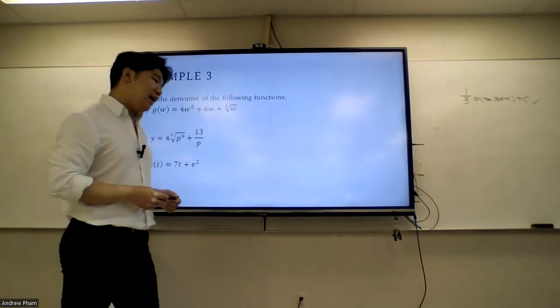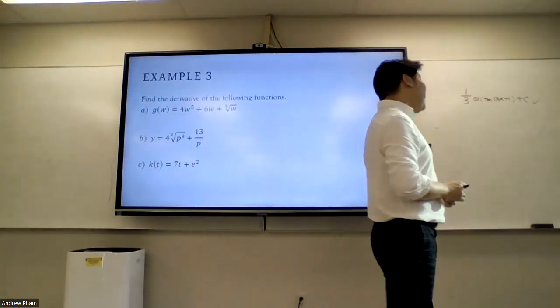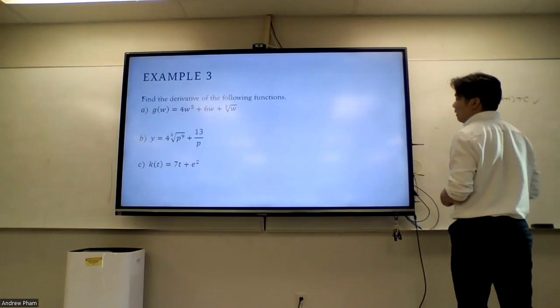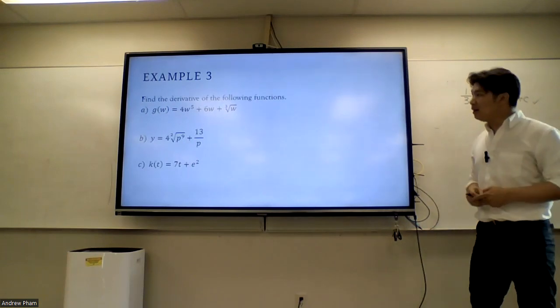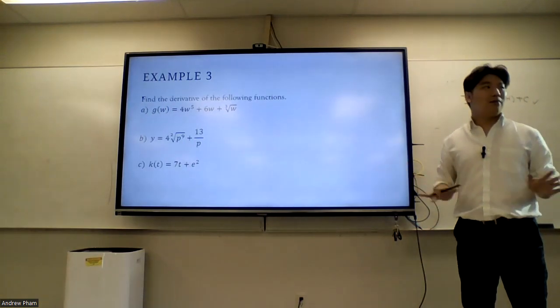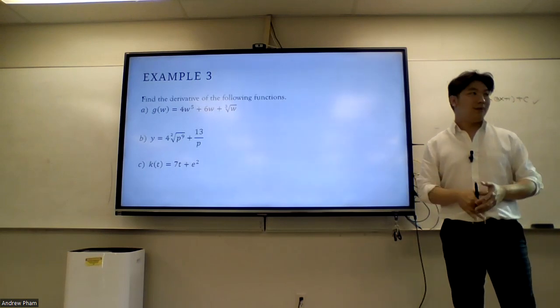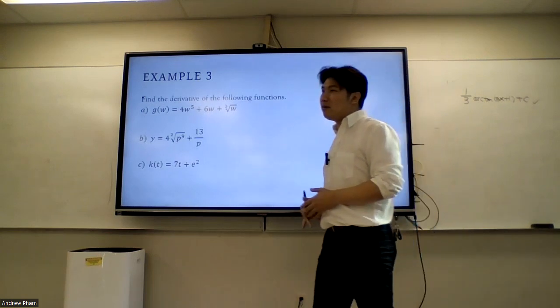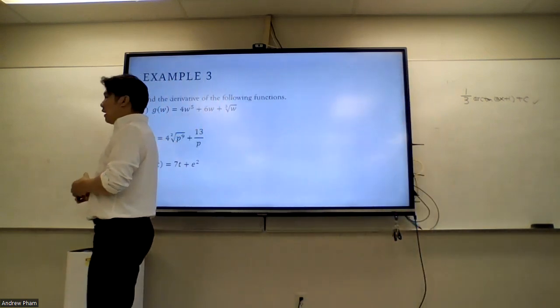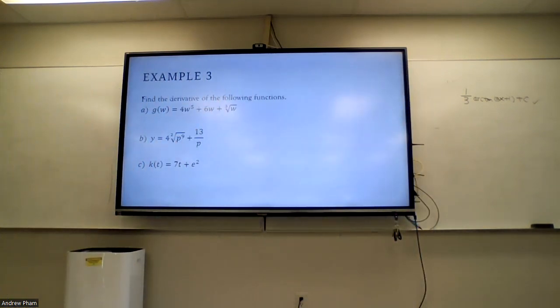So for part A, I have g of w, sorry. Again, despite the different letters, this is the same thing as if I just wrote f of x and used x instead of w. Pretty much almost all the letters we use in algebra are kind of arbitrary, the fact that we use x and y. Really, I can use any variable I want.